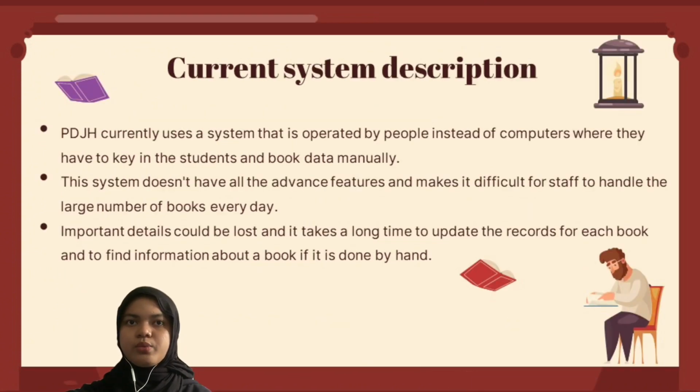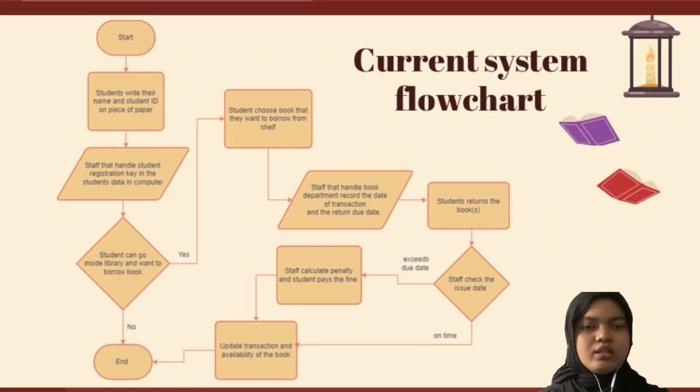Current system description. Perpustakaan Dato Jaafar Hassan currently uses a system that is operated by people instead of computers. The system doesn't have advanced features, which makes it difficult for staff to handle. This could mean that important details could be lost. This is the current system flowchart.